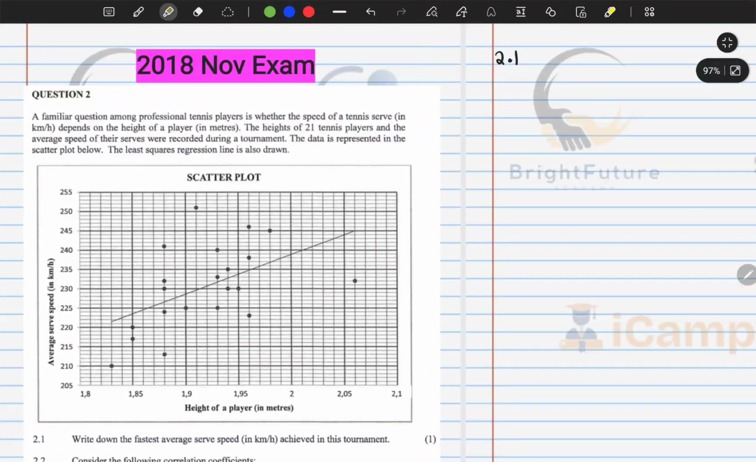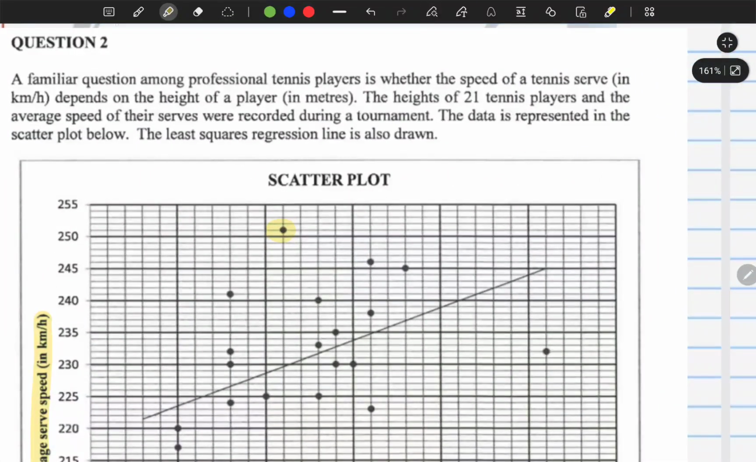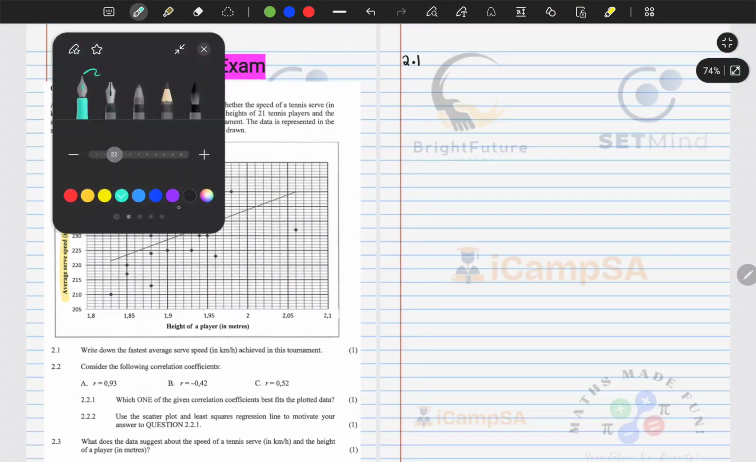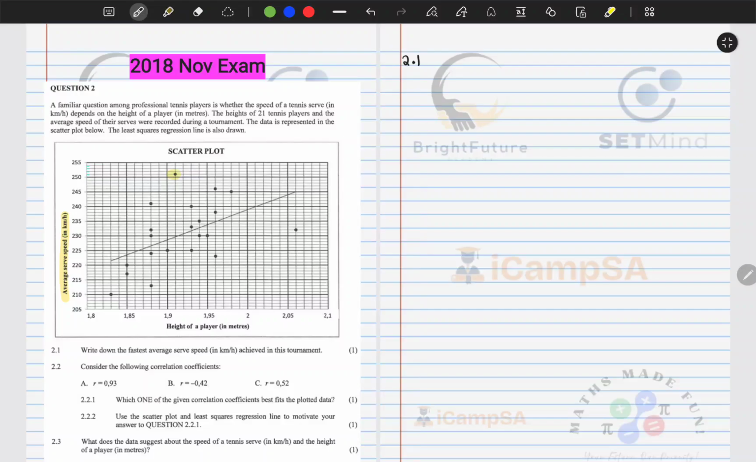If you look carefully, the speed is on the vertical axis. The highest point is there, and if you look at the scale, we're moving in ones. So that would be 251, 52, 53, 54. So the highest speed is what we can see there, which is 251 kilometers per hour. That becomes our highest speed.